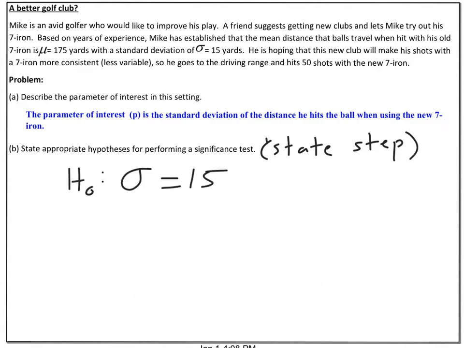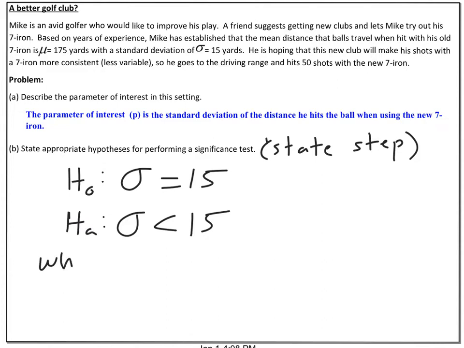There's H0. Okay? We'll say that sigma is 15. That was the standard deviation of his old 7-iron, so we're going to assume that the new one isn't any better. We're going to have to be convinced to say that it's better. That's what we're hoping. So this would be a one-sided, again a less than.